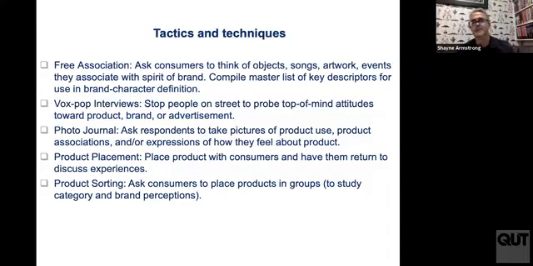Photo journal, so ask people to take pictures of the product, how they use it, when they use it. Again, that gives you a fairly accurate record of how they use the product. Place the product with the consumers and have them return to discuss the experiences. Again, you're using emotional, open-ended language rather than asking yes or no questions. Rather than saying, did you use the product? Yes. Did you enjoy it? Yes. That tells you nothing. So get them to tell you the story about the product. You'll hear words and phrases and associations that you couldn't possibly have gotten from a closed yes or no question.